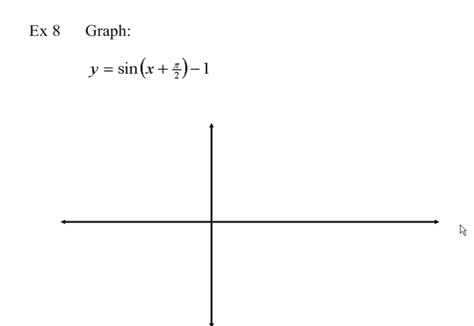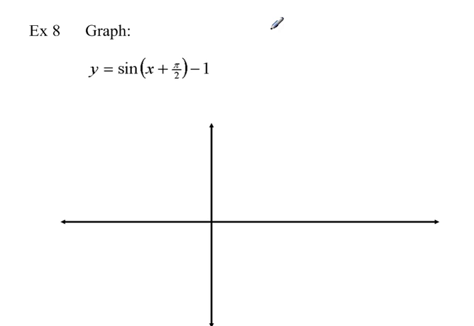Okay, let's look at another example here. Got a couple more examples to talk about. So notice in this example, a few different things are going on. First of all, adding pi over 2 in here is going to give us a horizontal shift. Subtracting 1 out here is going to give us a vertical shift. So we've got a couple different things going on.